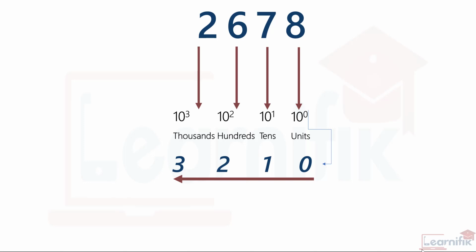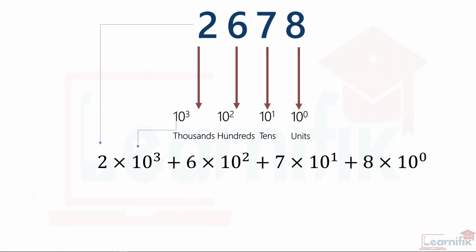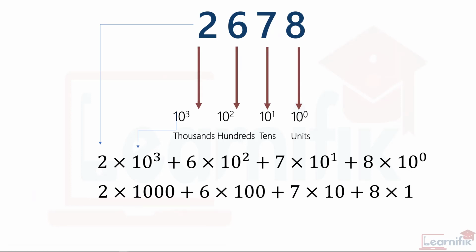A key point you should know is that the exponent or power increases from right to left for whole numbers. To expand these numbers in base 10, you have to multiply a digit by its place value, then add it to the next digit multiplied by its place value, and so on. So you say 2 multiplied by 10 to the power of 3, plus 6 multiplied by 10 raised to the power of 2. I guess you can do the rest for now. Yes, you can. Then you solve further.